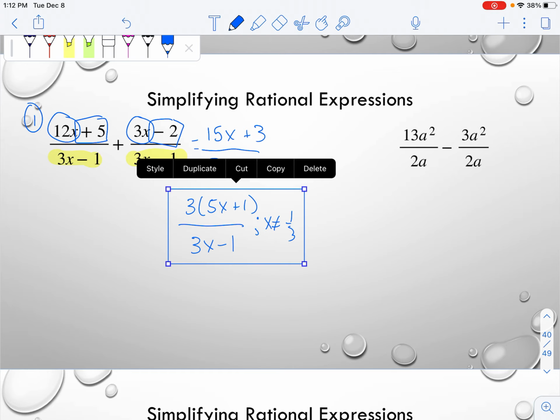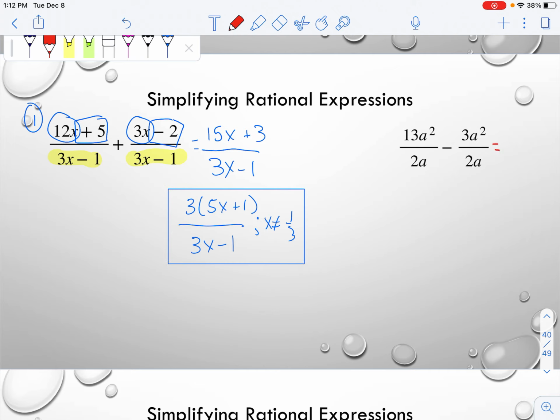Question number 2. 13a squared over 2a minus 3a squared over 2a. I already have common denominators, 2a and 2a. So just combine the numerators. 13a squared minus 3a squared is 10a squared over 2a. Now, I know that a cannot equal 0, right here.